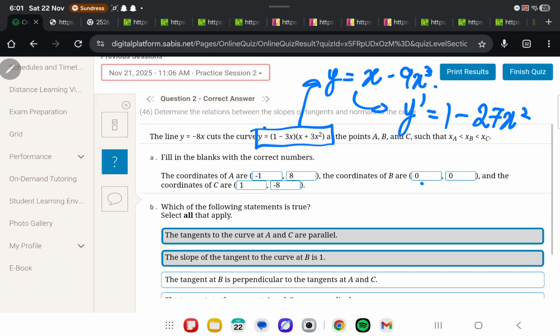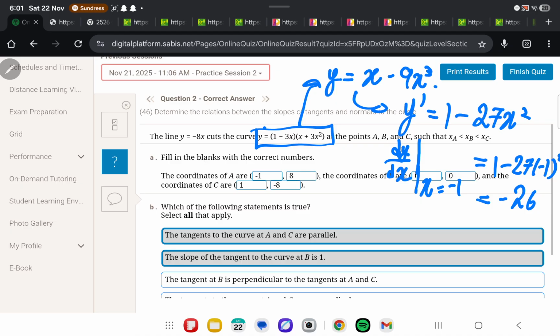Now you're just going to plug in the value of x at A and the value of x at C. So y prime at x equals negative 1. If you want to denote the derivative at a certain point, you do it like this: y prime or dy by dx, f prime of x, at x equals negative 1. Now you just plug it in. 1 minus 27 into negative 1 squared. So this is going to give me negative 26, right? Yeah, negative 26.